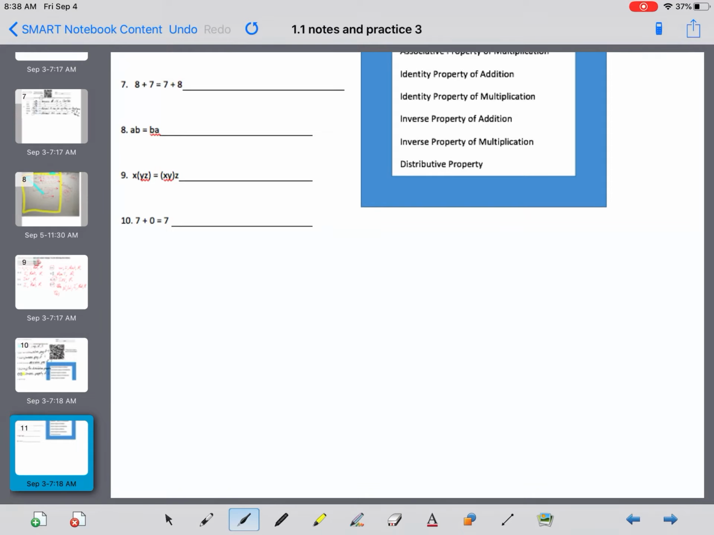Number 7, we have 8 plus 7 equals 7 plus 8. So we have the same 2 terms, only 2 terms that are being added, and the order is switched. So that's the commutative property of addition. Number 8 looks kind of similar. We have 2 things that are getting multiplied, and the order is getting switched. So that's the commutative property of multiplication.